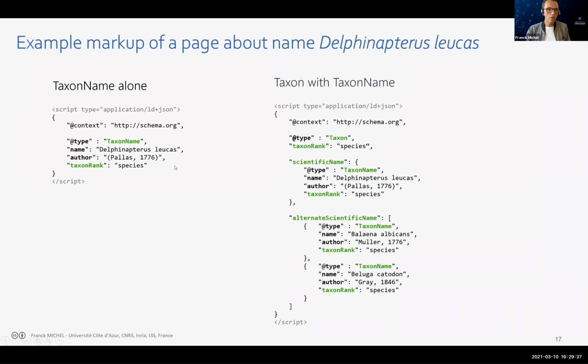So here on the left, you have the script that could be added on a page that just mentions the name Delphinapterus leucas. That's it. And on the right, you have the markup of a web page that talks about the taxon, and you want to link it with the name. So this is a Taxon, and you give it a scientificName, which is an instance of TaxonName, and then you can give the unaccepted names, which are also instances of TaxonName. Okay.